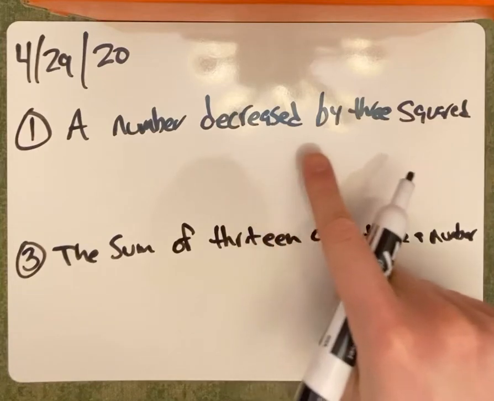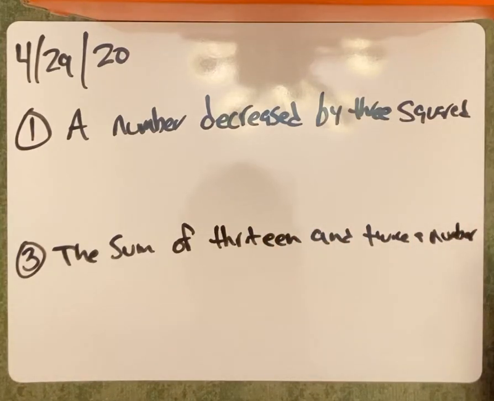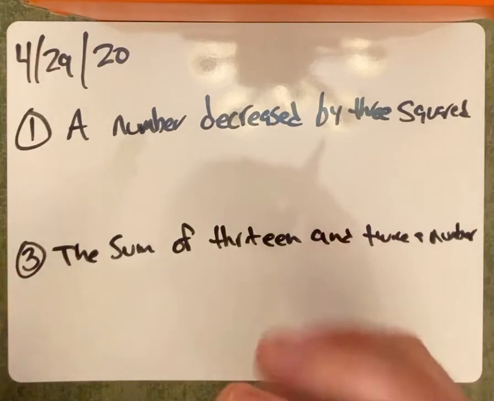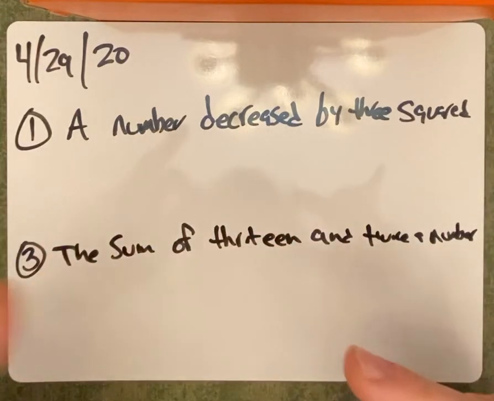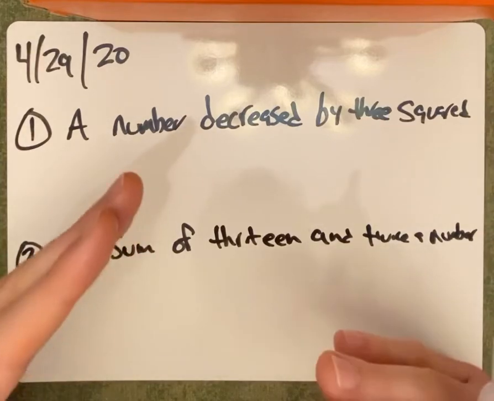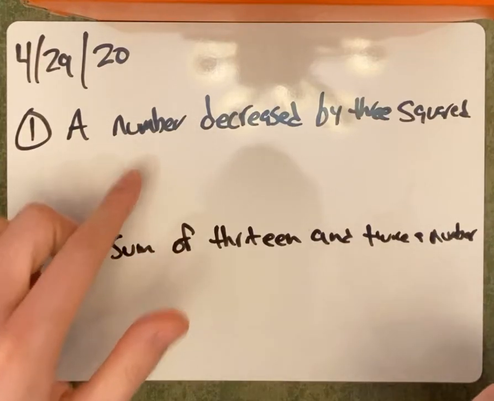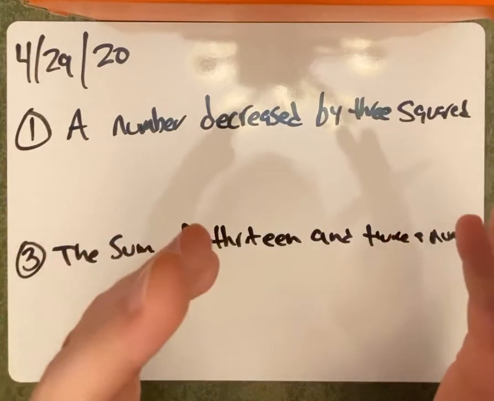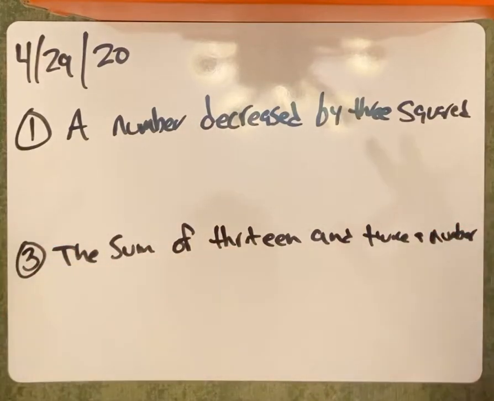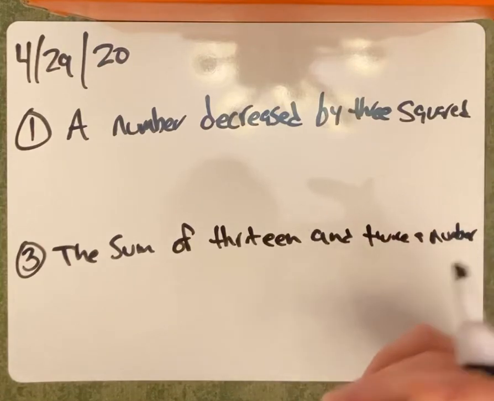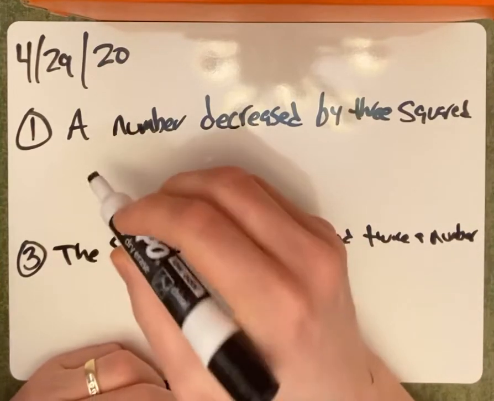Number decreased by 3 squared. All right, what does this mean? What we're doing here is taking these words and turning them into symbols or numbers. A number could be any single number. So what's any single number that's unknown? It's a variable. So this one I'm gonna call X.